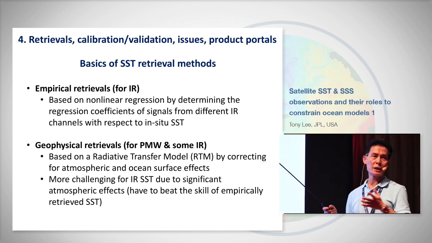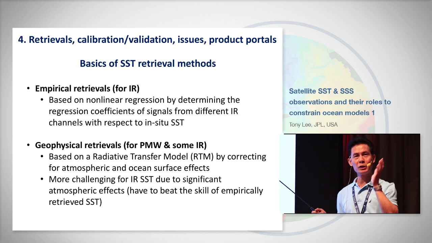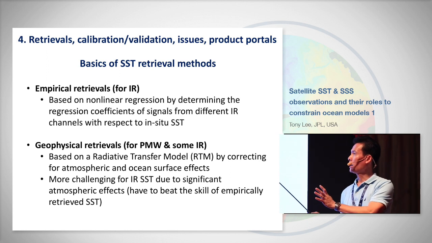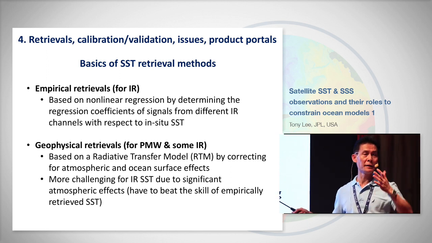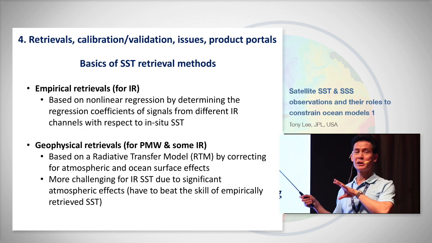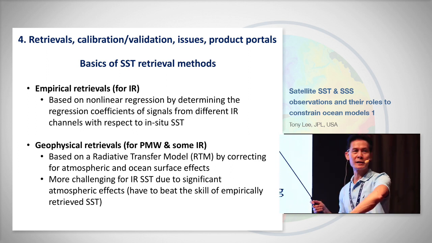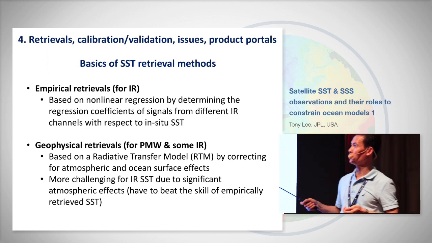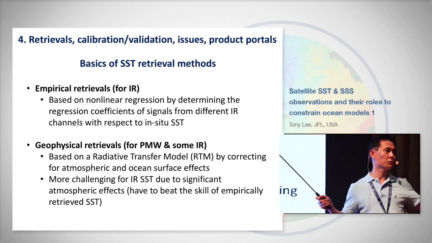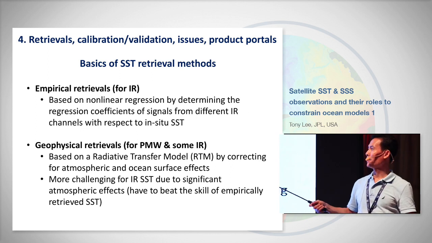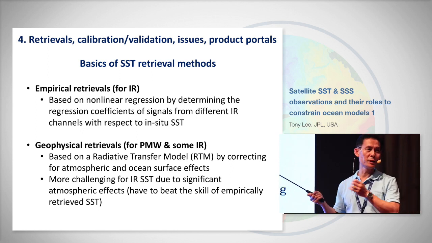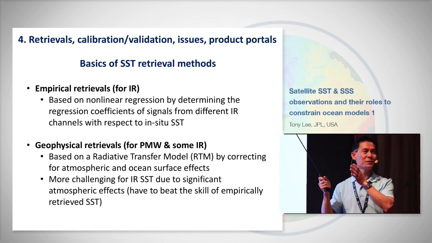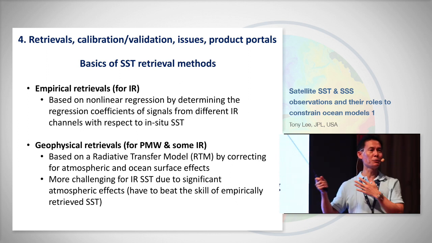So typically, a nonlinear multiple regression is formed by determining the coefficients of the signals from different infrared channels with respect to the in-situ SST data, and that includes an offset, which is the bias. Once you determine those coefficients, and when more data come in, you just use this regression to derive the SST retrieval. In doing so, you effectively remove the bias to a larger extent, and because it's empirical regression, that's one of the reasons that it tends to be more accurate in comparison, and in fact, some of the in-situ information is already built into the regression.